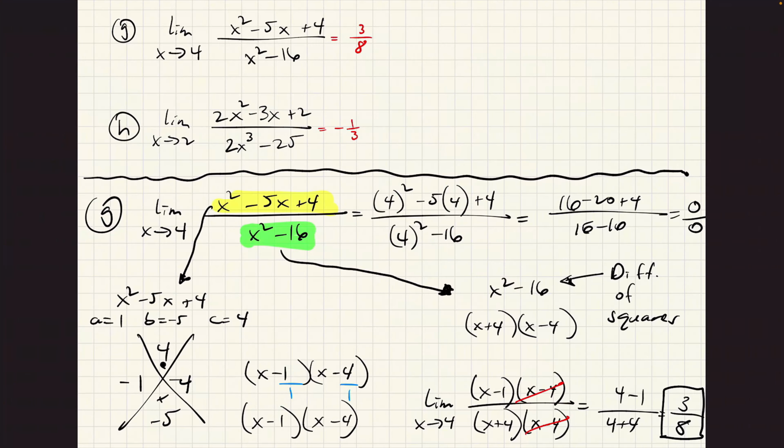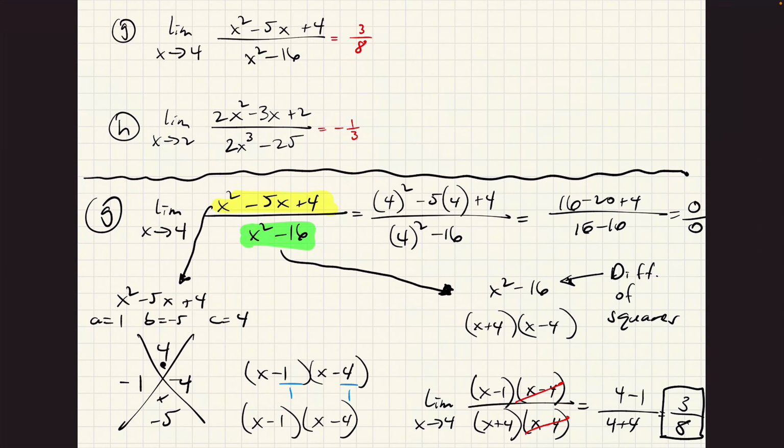First problem first. If you're still working, it's okay, but let me explain what I did here. The first problem is x squared minus 5x plus 4 over x squared minus 16. I plugged in 4 to begin with, and I got 0 over 0. That means I still have work left to be done. I'm not done yet. Okay, keep going.